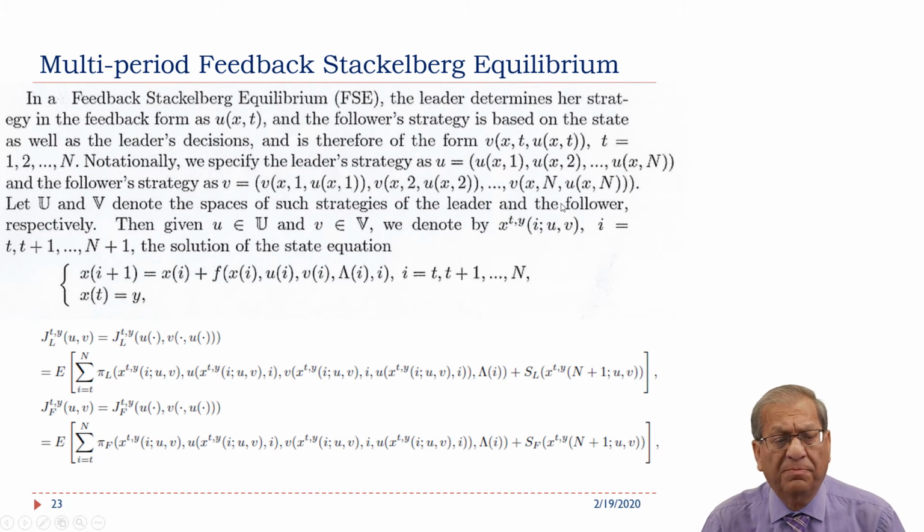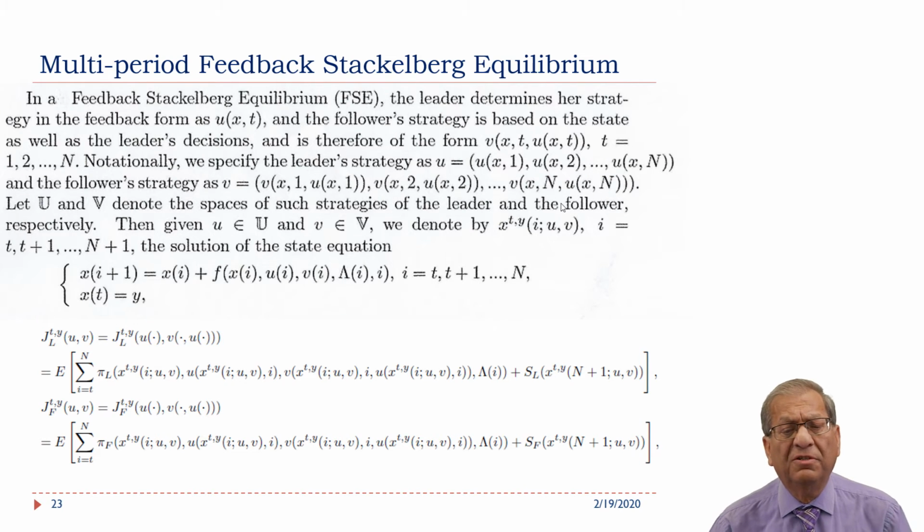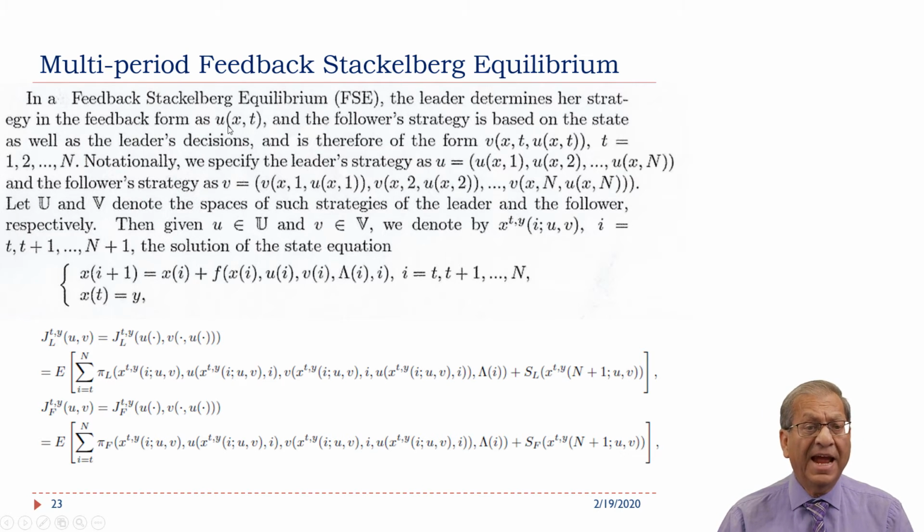Before we solve this problem, we're going to go to a general discussion of what a feedback Stackelberg equilibrium is and how we define it. We're going to define it on a multi-period problem, so we'll assume the number of periods to be capital N, which is right here. In a feedback Stackelberg equilibrium, the leader determines her strategy in the feedback form as U(X, T), where X is the state at that time and T is the current time.